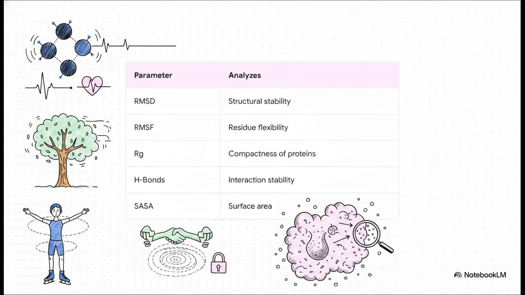And finally, we analyze SASA, which is the solvent accessible surface area. This is basically like measuring exposed skin. We calculate exactly how much of the protein's surface area can actually be touched by surrounding water molecules. Why does that matter? Well, if a drug target site is hidden deep inside and has a really low SASA, our drug just won't be able to reach it.